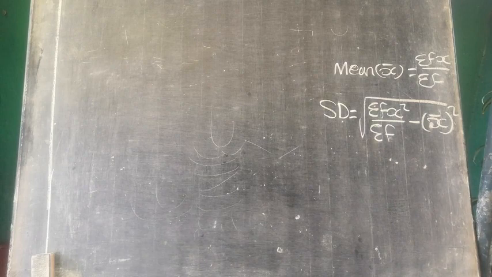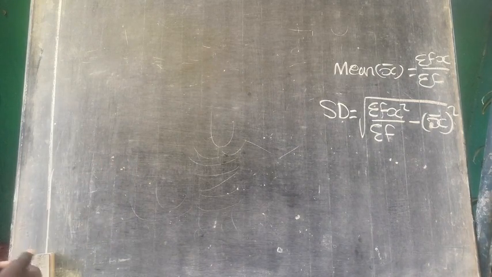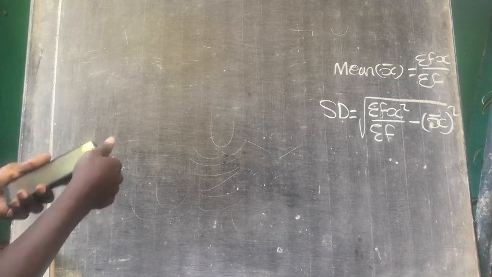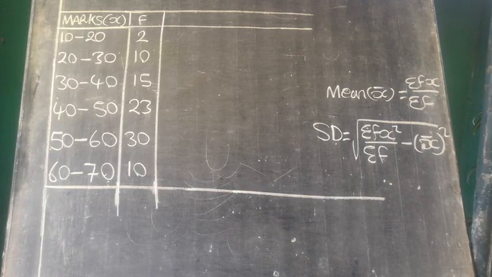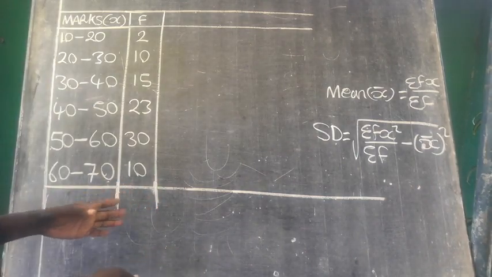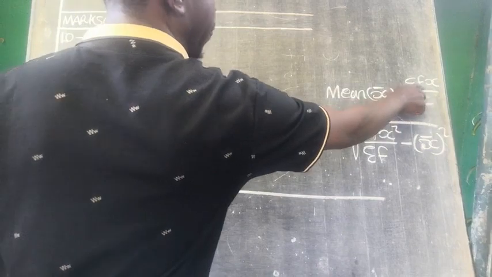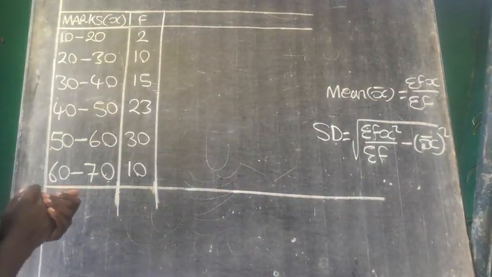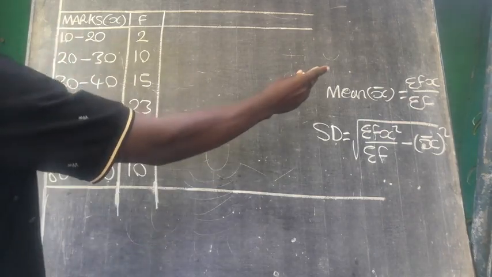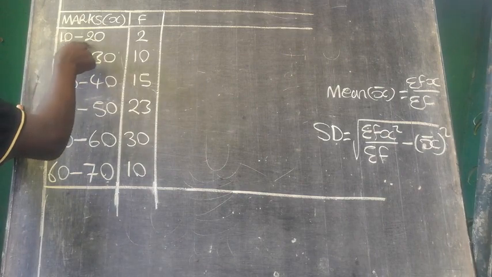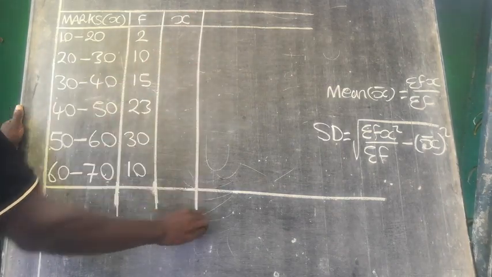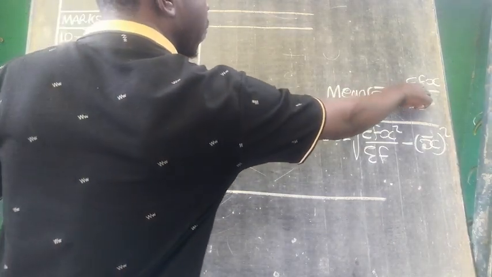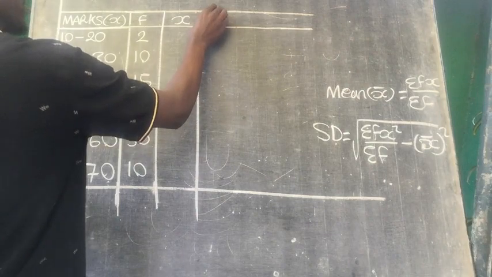So now we have to come up with the table that will help us to organise the data we have. Our table will contain what we have here. We have fx, which is the product of frequency and midpoint. For x, we have to look for the midpoint between 10 and 20, so there will be a column for x here. Then we also need a column for frequency times midpoint.